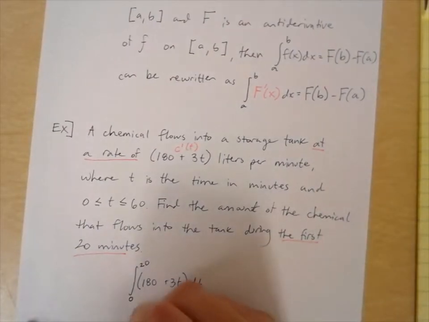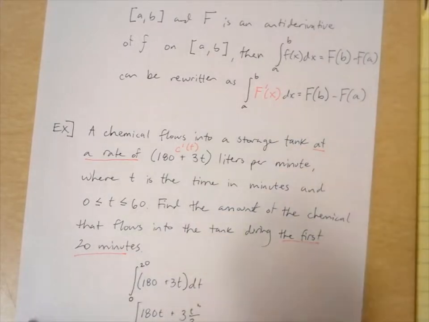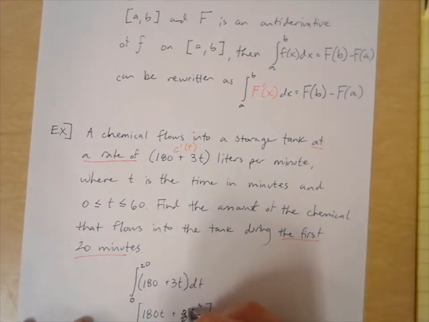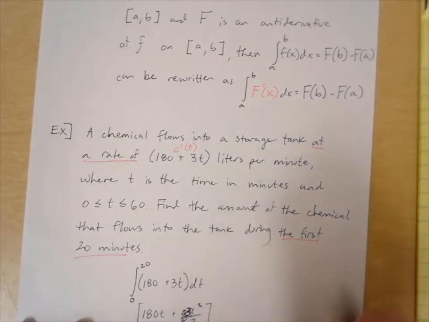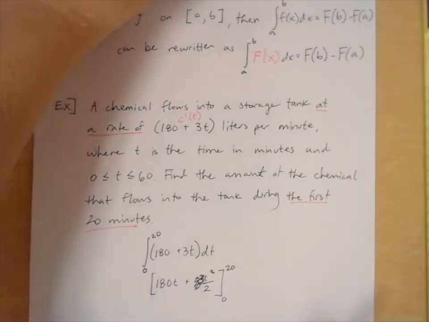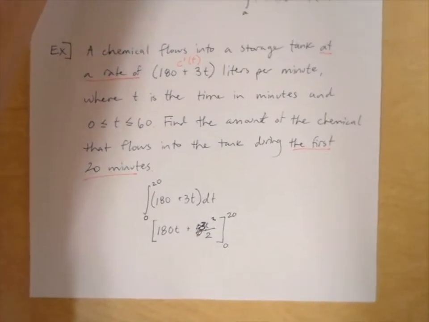And what I'm going to find is, first of all, that the antiderivative is 180t, and then I have 3t squared over 2. I guess I wrote that kind of silly. Maybe we should make that 3 up there next to the t squared. There we go. 3t squared over 2. And again, I'm interested from going to 0 to 20. Now you can see that. That's a little bit better.